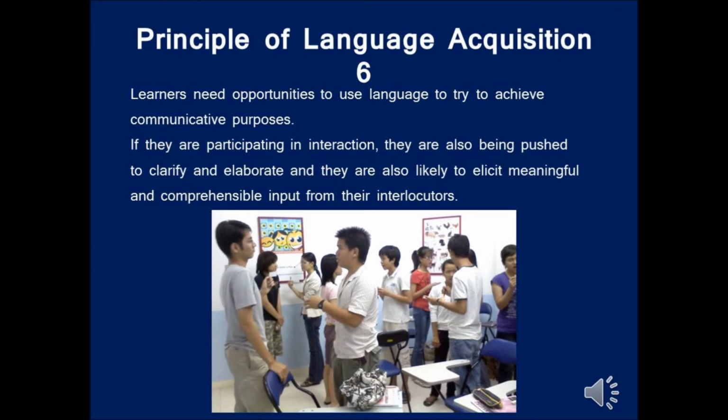Principle of language acquisition 6. Learners need opportunities to use language to try to achieve communicative purposes. If they are participating in interaction, they are also being pushed to clarify and elaborate, and they are also likely to elicit meaningful and comprehensible input from their interlocutors.